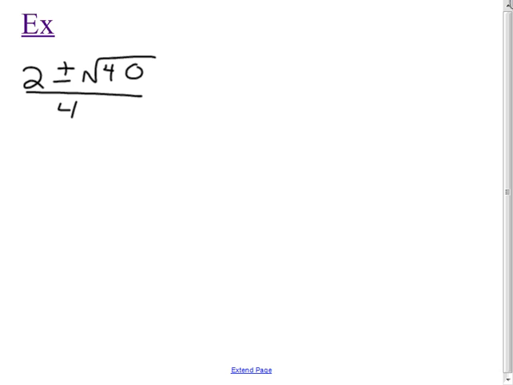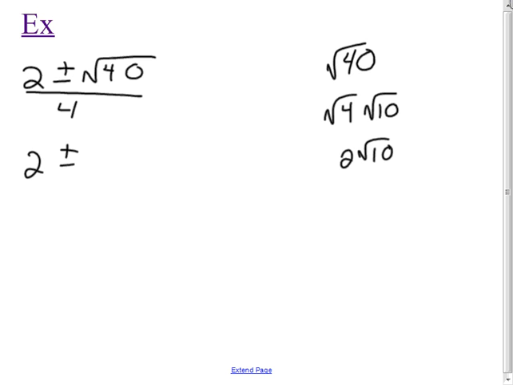So I need to break down the square root of 40. Square root of 40, perfect square it has in there is 4. What's left over? 10. So it's 2 square roots of 10. So I just skip that in between step of square root of 4 times 10. So instead of square root of 40, it's 2 square roots of 10 over 4.